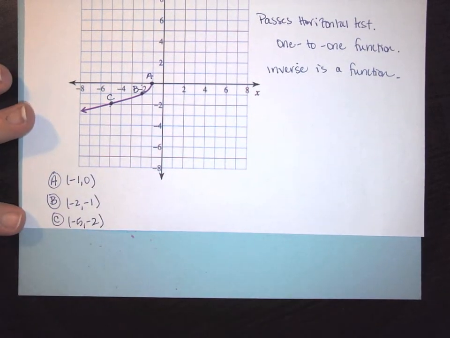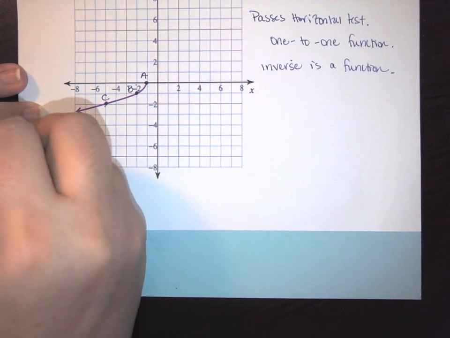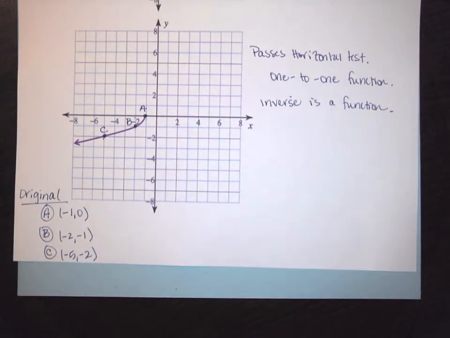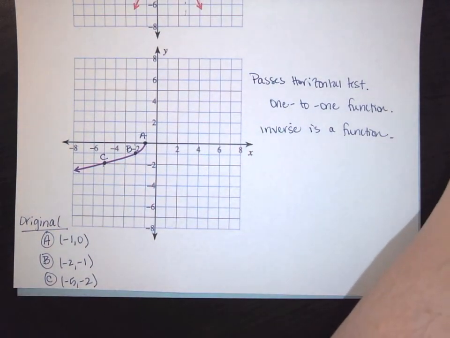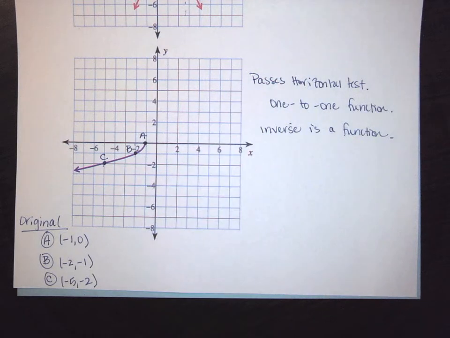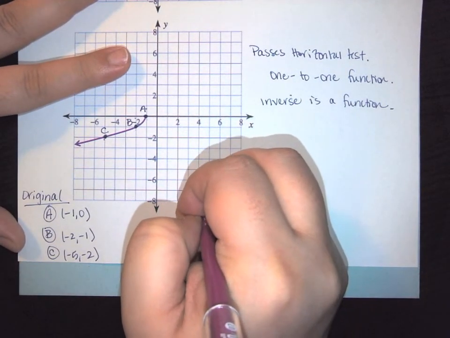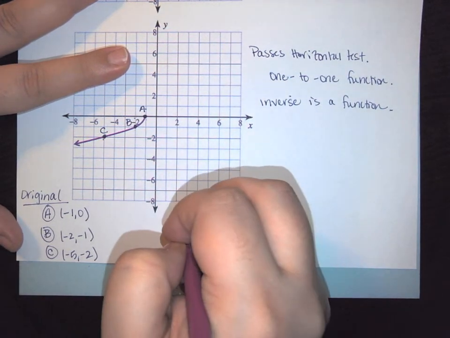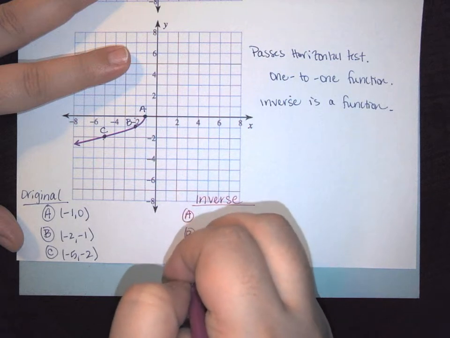So this is my original, okay? So if I'm trying to take notes, this is my original function and the points that go with it. Well, if we use that definition for my inverses, I can find my inverses. So my inverse, again, I would have point A, I would have point B, and I would have point C.